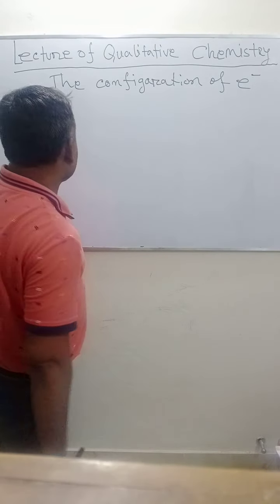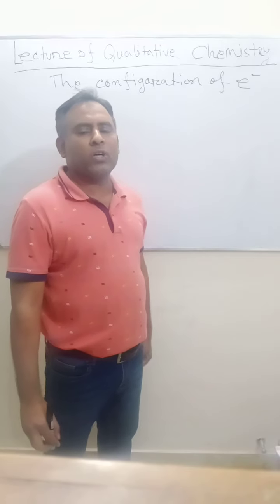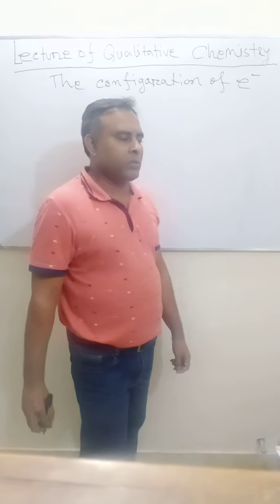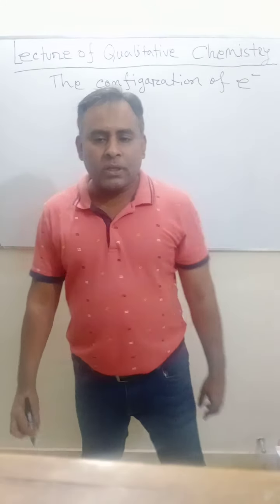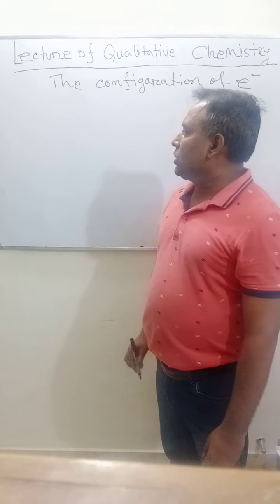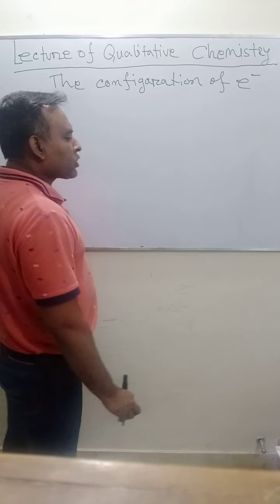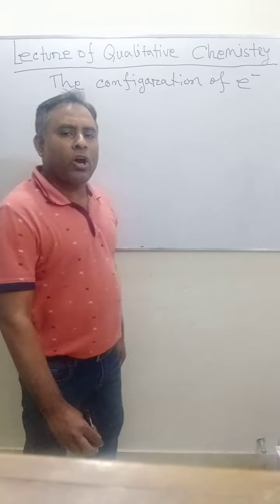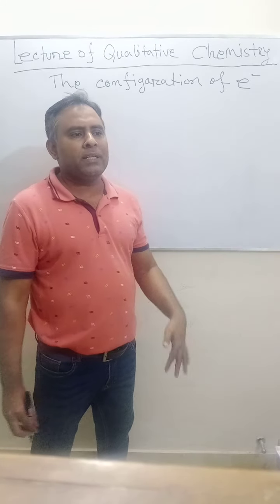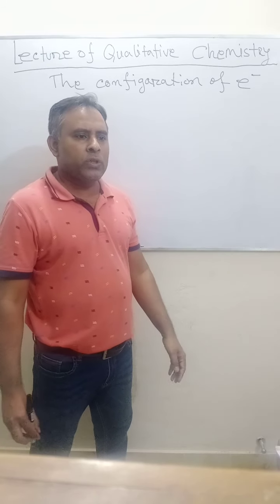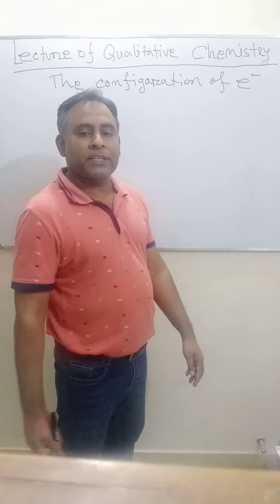Today I will discuss the configuration of electrons in atoms. You know that there are different rules given by different scientists for the configuration of the electron in an atom. Electrons cannot stay in an atom here and there. There are some rules which have been given by different scientists.